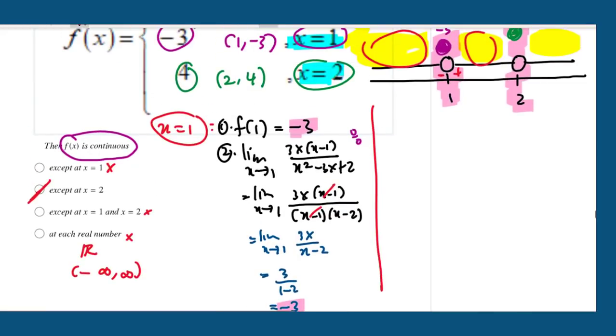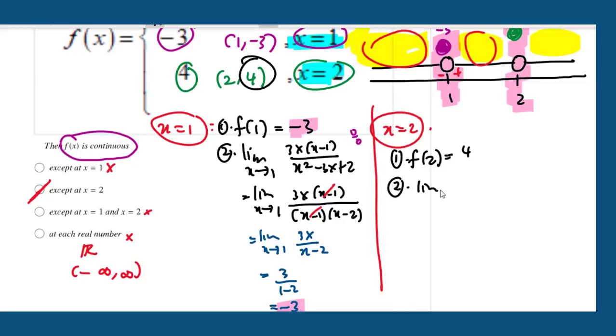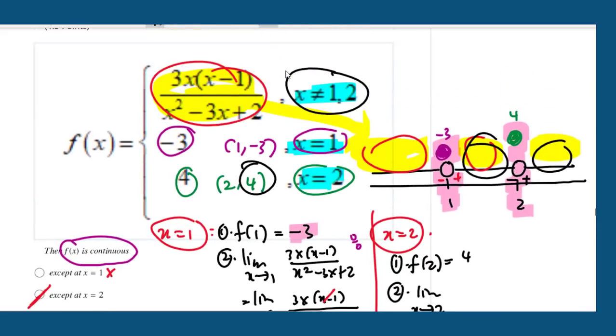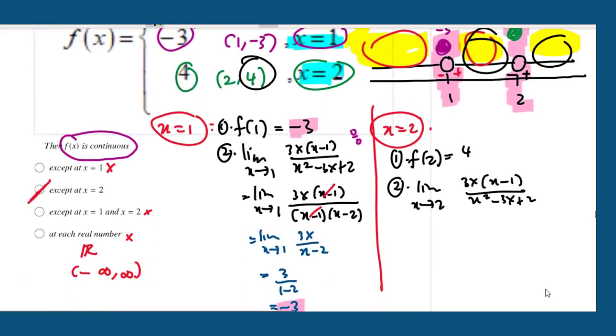Again, for this one, when x is equal to 2, follow the 3 steps. First is f of 2. Given f of 2 is equal to 4. Second, limit as x approaches 2, using the same function, 3x(x minus 1) over x squared minus 3x plus 2.